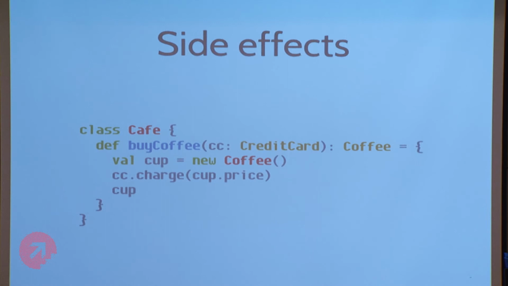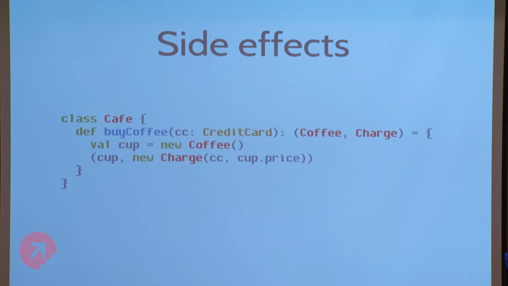Another thing that prevents composition is side effects. Here, for example, I have a cafe that has a single method, which is buyCoffee. It takes your credit card, and it gives you a coffee, but in doing so, it charges your credit card. And so this is not very compositional, because if I wanted to buy 2 cups of coffee, it would charge my credit card twice, which is probably not what I want. We can recover compositionality by using, for example, the writer monad, where I return a coffee and a charge, which I can then compose with other charges using a charge monoid, for example, at a later time, and then pass that to a payment system to be batched or something.